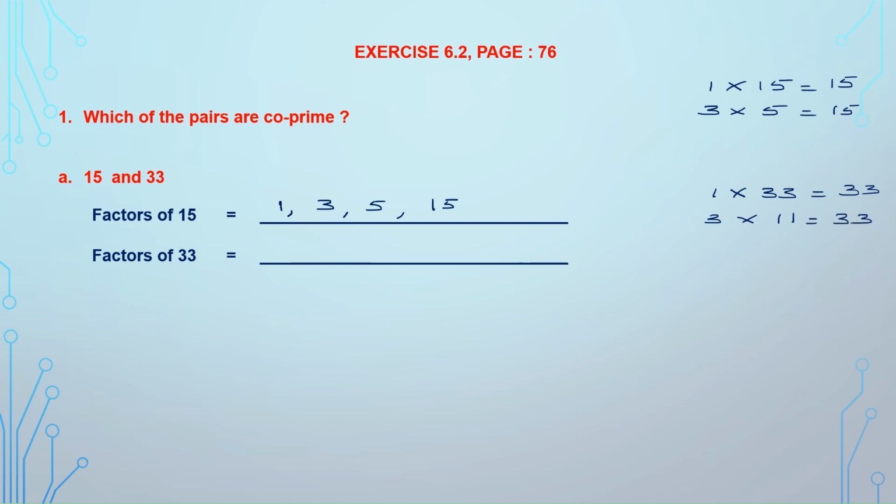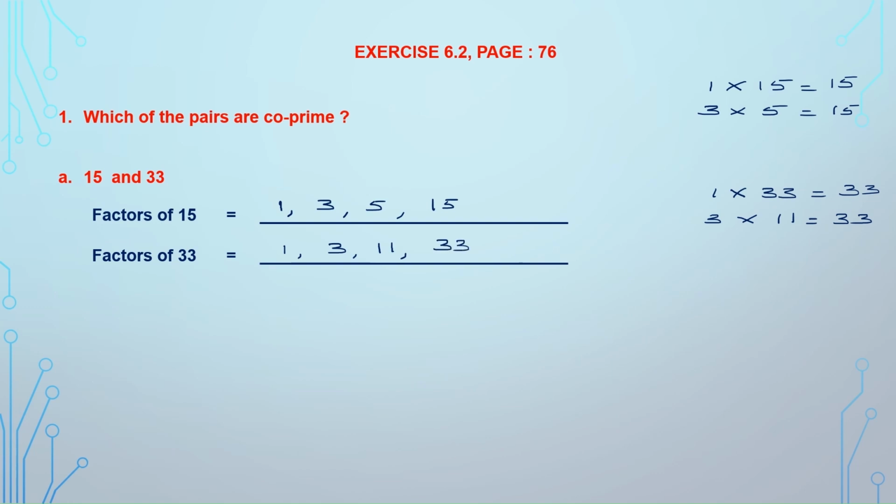Will anything else give us 33? Nothing else will give us 33. So what are the factors of 33? 1, 3, 11 and 33. So let's write that. So 1, 3, 11 and 33.